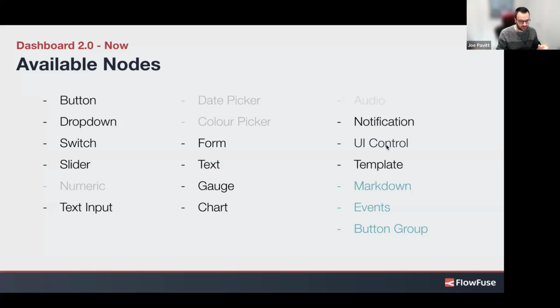But I also wanted to call upon three new nodes that we have, which are core nodes, which is Markdown, the events node, and the button group node, which went out officially as of today. And I'll talk a little bit more about some of those later on.